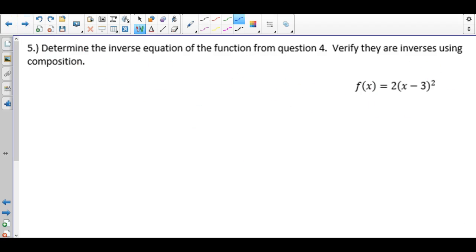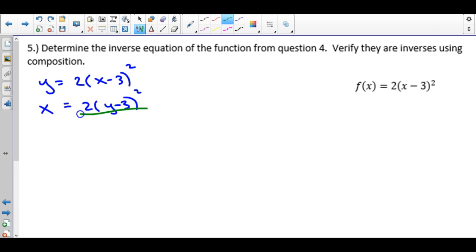In order to do that, there are a few steps we can follow with inverses. The first thing I'm going to do is change my f of x to say y equals, and then I'll copy the rest of my function down. But really, by definition of inverse, the line y equals x is what we're reflecting over. So I'm going to interchange my x and y values first. Now we want to isolate the y. So I'm going to first divide both sides by 2, and I'm going to end up with x over 2 equals y minus 3 squared.